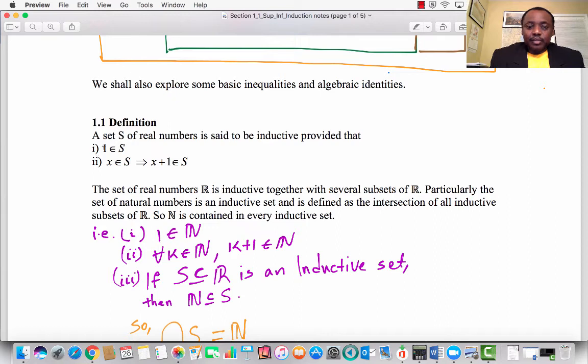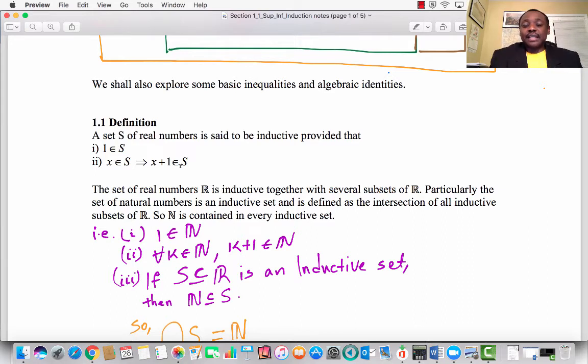It has the element 1, and if I pick any element at random from S, x plus 1 is also in S. You can quickly see that the set of natural numbers is an inductive set. It has the number 1. And if you pick any element from N, the set of natural numbers, that element plus 1 is also a natural number. So N is an inductive set. As a matter of fact, we would quickly see that N is a special inductive set.